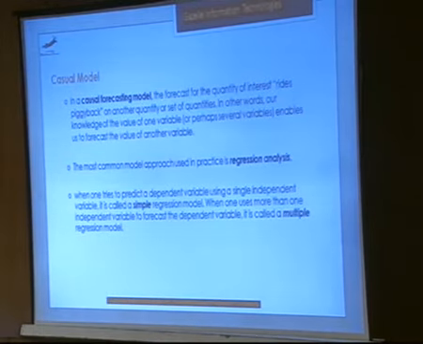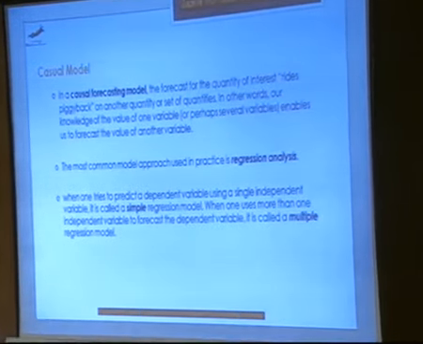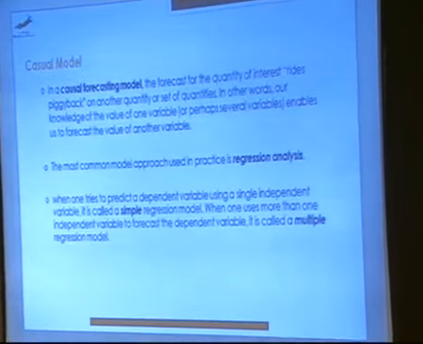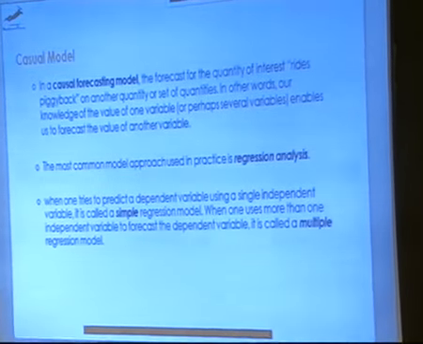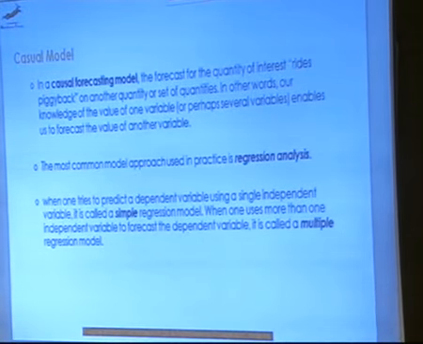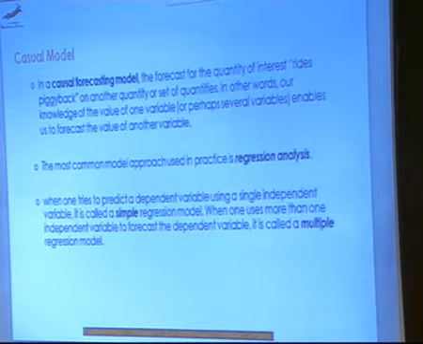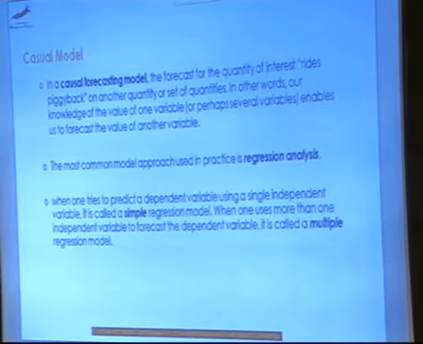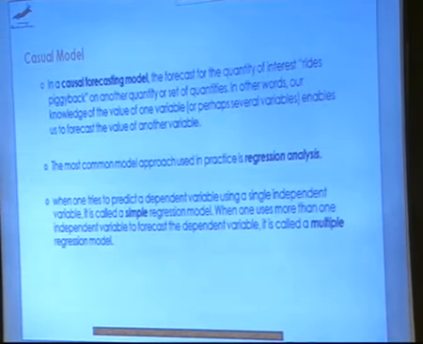Now what is the causal model? In a causal model, your forecast depends on some other forecasted product. Your forecast is basically a function of the demand of other products or some other variable. It can be GDP or anything. That is mainly regression analysis. If there is one variable, it will be a simple regression model. If there is more than one variable, it will be a multiple regression model.